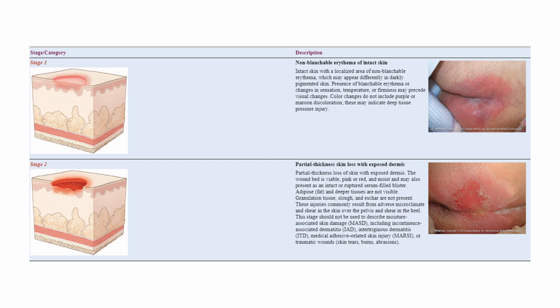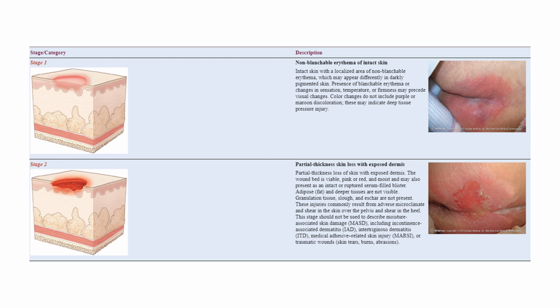All right, so stage 1. A stage 1 is intact skin with a localized area of non-blanchable erythema. This may appear differently in darker pigmented skin. It's the presence of non-blanchable erythema or changes in sensation, temperature, or firmness. Color changes do not include purple or maroon discoloration. These may indicate a deep tissue injury. So this is usually non-blanchable redness. I push on this and it stays red. That's what non-blanchable means.